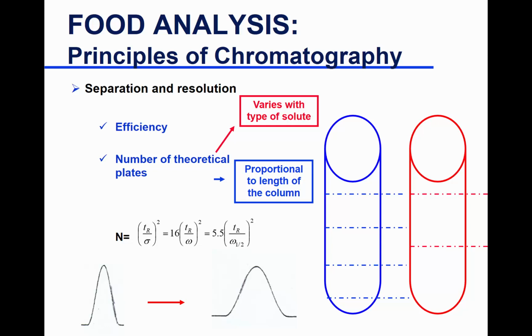At the beginning, when the column is new, you have the highest efficiency of the column. Let's say you ran caffeine on a column and you get a set number of theoretical plates that you can calculate following this equation: retention time over half the width times 5.5, all squared. You can calculate your number of theoretical plates at the beginning of your purchase of the column. You run caffeine, you calculate N for caffeine.